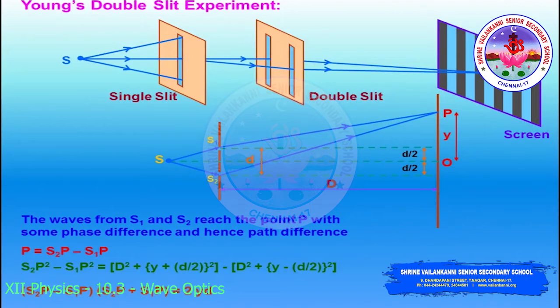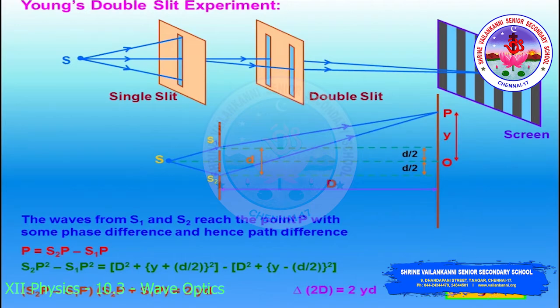Now from D square plus X plus d by 2 the whole square, for that we will get S2P minus S1P into S2P plus S1P, which is equal to 2Xd. So delta into 2D, which is equal to 2Xd. So finally we get the path difference delta, which is equal to Xd by D. That is the value we get.